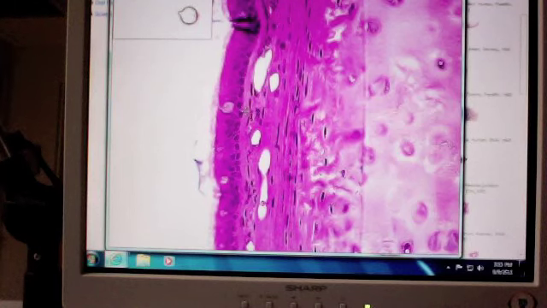Basal lamina and basement membrane, are those interchangeable? No. They strictly are not interchangeable, although you will see some texts will be inclined to do that, because the basal lamina is the portion of the basement membrane that is secreted by the epithelium. The reticular lamina is the portion secreted by the underlying connective tissue, and the two together are the basement membrane.